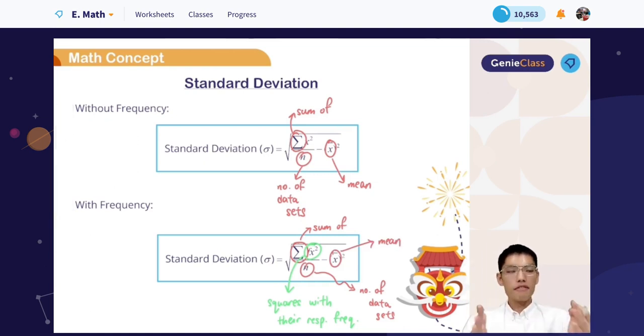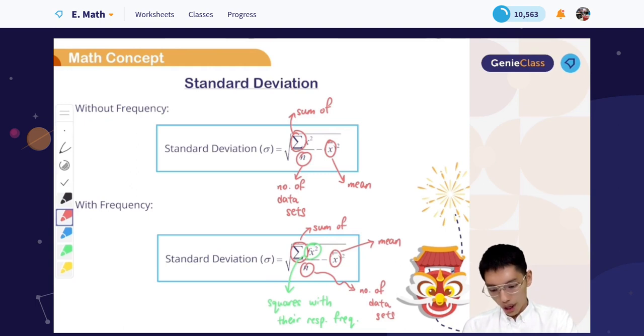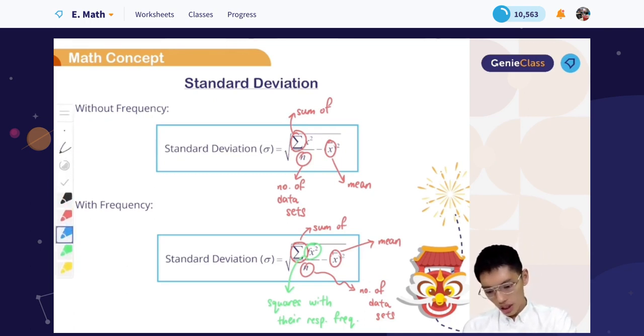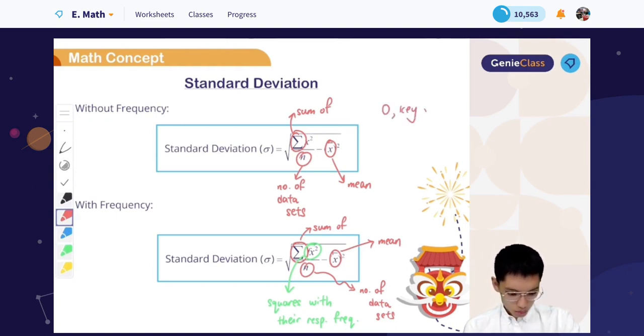So why do I emphasize this formula even though you can use your calculator? Because for standard deviation questions in particular, there are some values whereby the questions want you to show. Basically, the particular things that I have circled. The mean, the sum of squares, and the number of data sets. These three things are what they want you to put in. Okay, so these are actually my key values for you to put in the work.